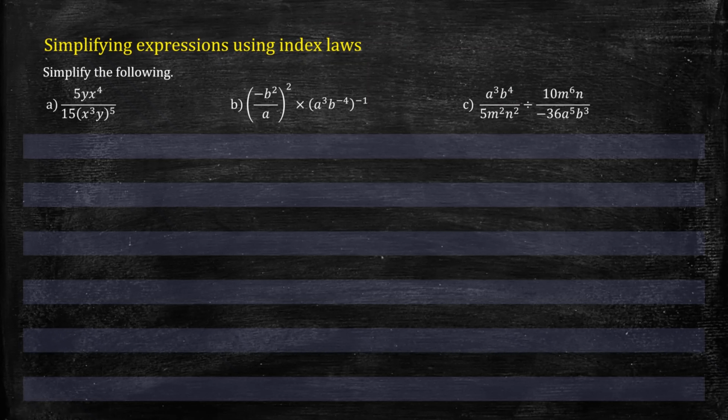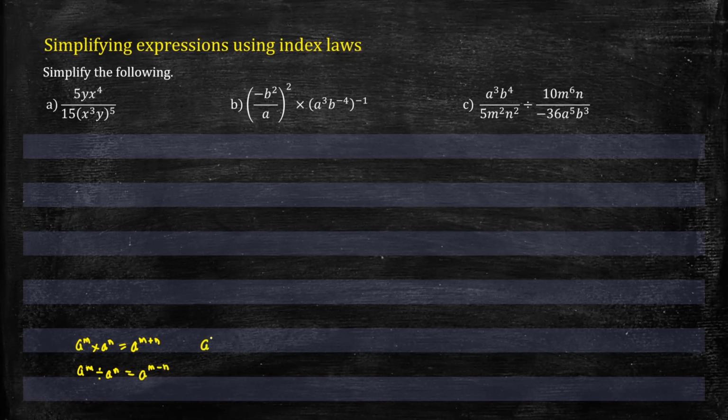In this lesson, we'll simplify some expressions using index laws. Before we start, we should write down some useful laws. The laws could be a^m times a^n is a^(m+n). So when we're multiplying two values that are in index form, we'll add the power. Similarly, if you have a^m divided by a^n, we will subtract the power, m minus n.